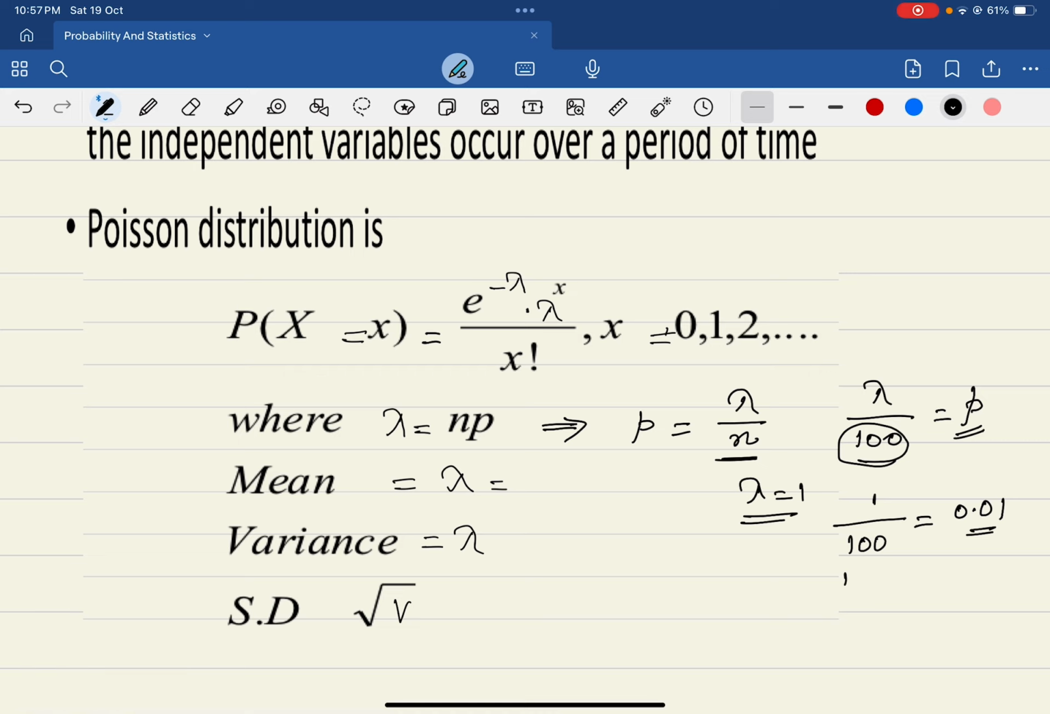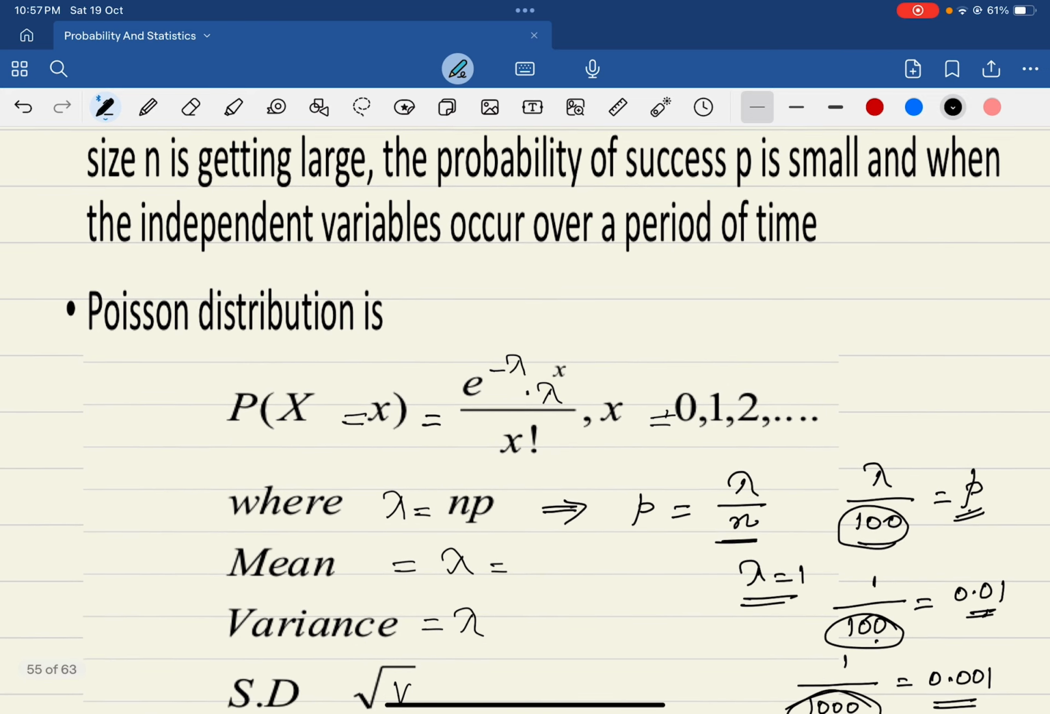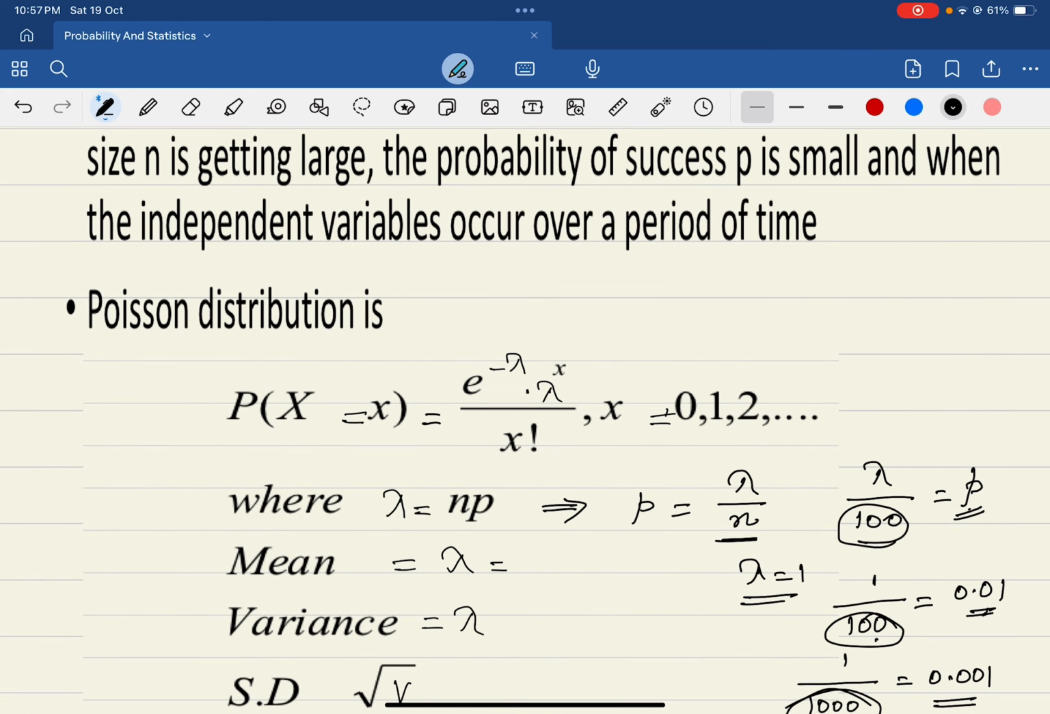0.01. Suppose we take n as 1000. Then it becomes still smaller, that is 0.001. So what is happening here? The probability of success is getting smaller and smaller as our n is getting larger and larger. So the Poisson distribution explains that whenever the number of trials is more, the success will become less. And this Poisson distribution is applicable whenever the number of trials is a bigger number.